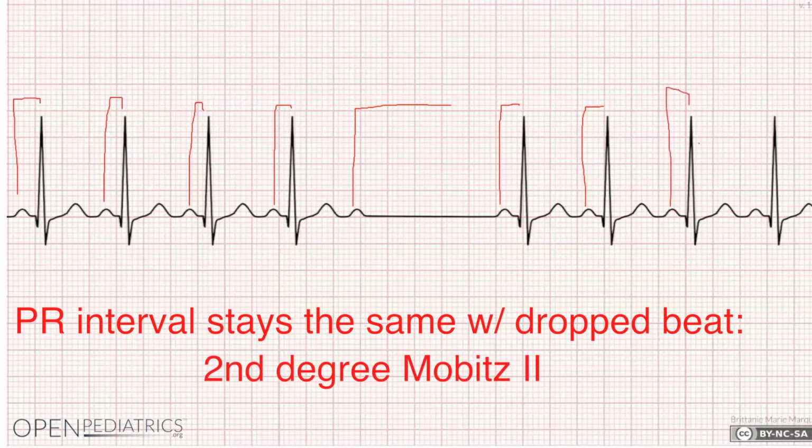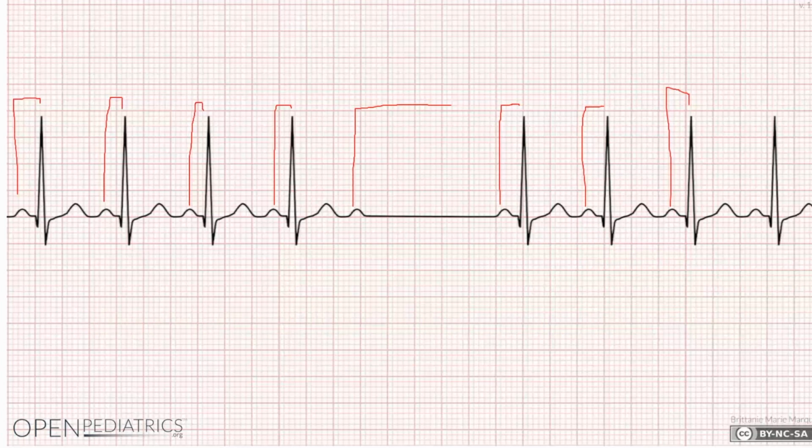So this is a second degree type 2 AV block, same PR interval with dropped beats in the middle.